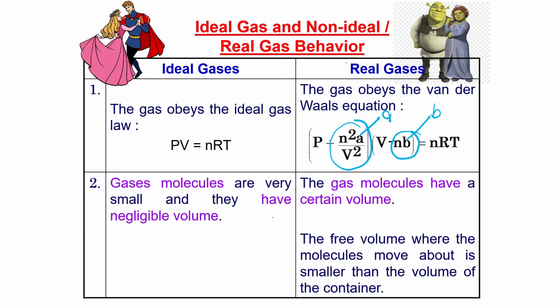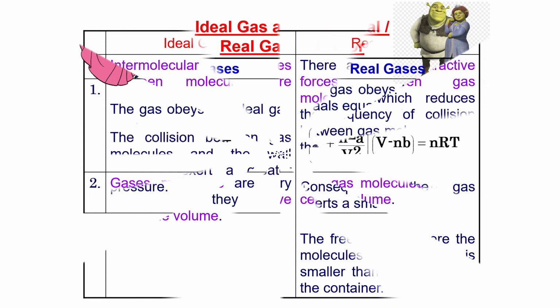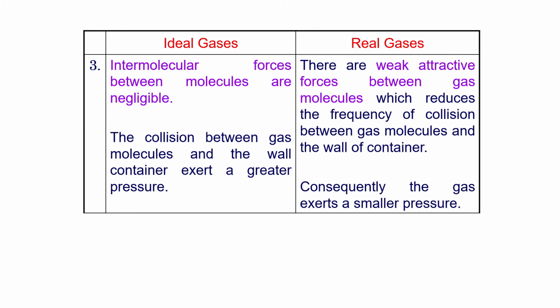But actually in the real gas, the gas molecule has a certain volume, and the free volume where the molecules move about is smaller than the volume of the container. So maksudnya di sini ideal ni semua yang elok saja yang kita tengok. Sebenarnya in real, dia mempunyai certain volume. Next, intermolecular forces. Untuk ideal gas kita boleh abaikan.